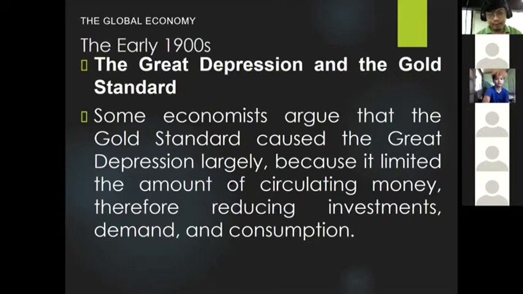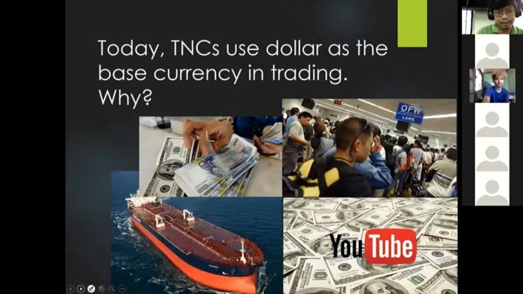Now, we connect the Great Depression and the gold standard. Some economists argue that the gold standard caused the Great Depression because it limited the amount of circulating money, therefore reducing investments and demand. So during that time, yung mga shares, binibenta or binibili siya gamit yung mga gold reserves ng mga countries. So economists believe na dahil konti lang yung nag-circulate na resources in the market, that is the reason why nagkaroon ng pagbaba or pagbagsak ng ekonomiya, world economy during that time.